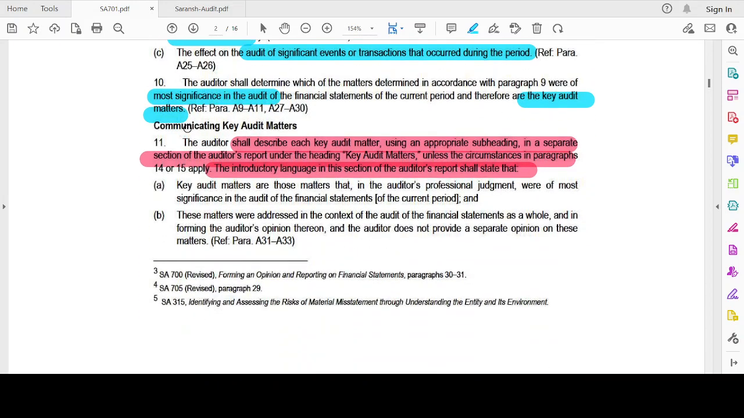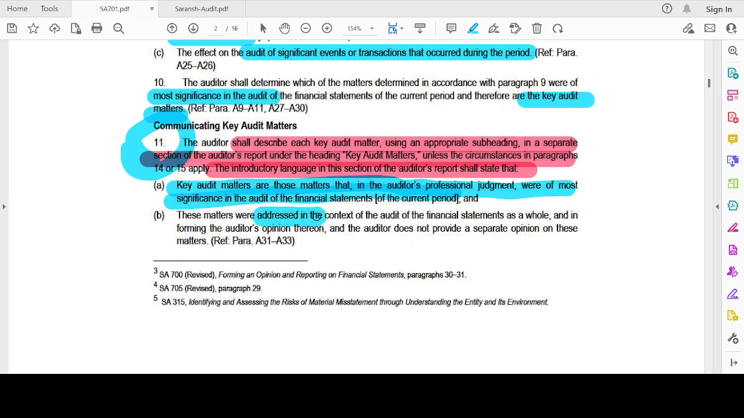Communicating key audit matters. The auditor shall determine each key audit matter and then describe each key audit matter using an appropriate subheading in a separate section of the auditor's report under the heading Key Audit Matters, unless circumstances in paragraph 14 or 15 apply. The introductory language in the section of the auditor's report shall state that key audit matters are those matters that, in the auditor's professional judgment, were of most significance in the audit of the financial statements of the current period. So this is nothing but the definition of key audit matter.